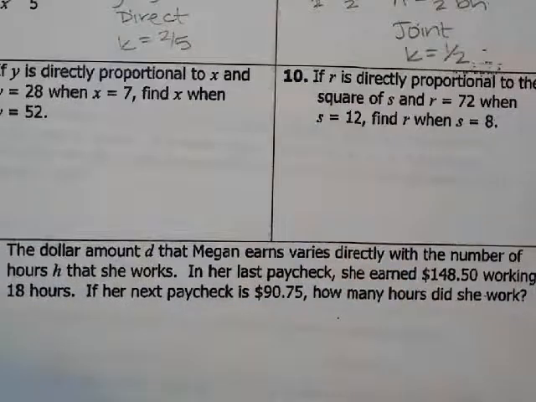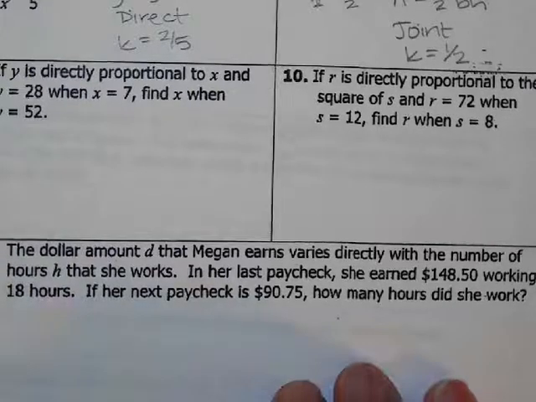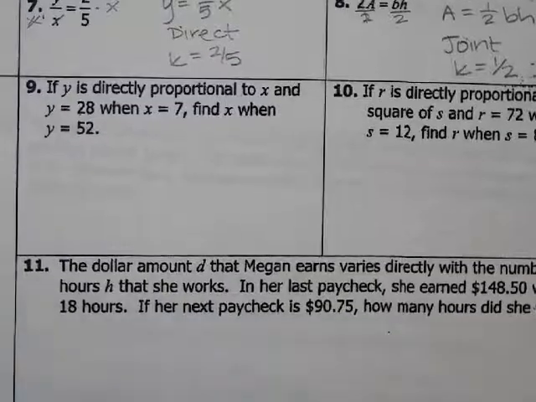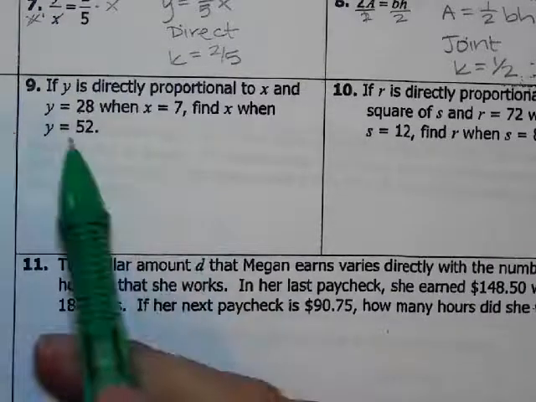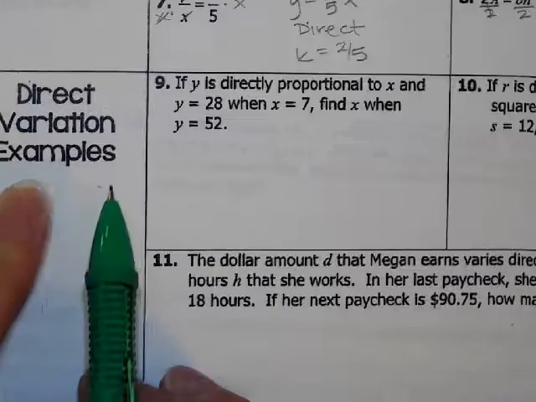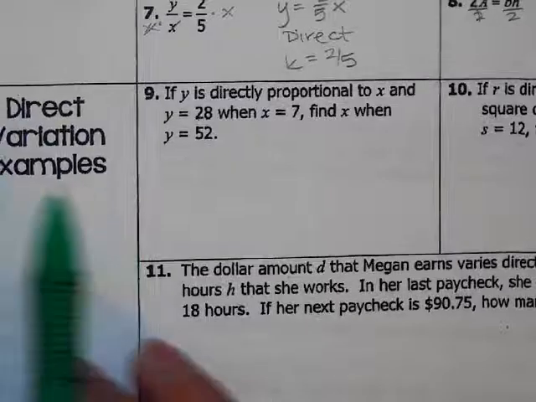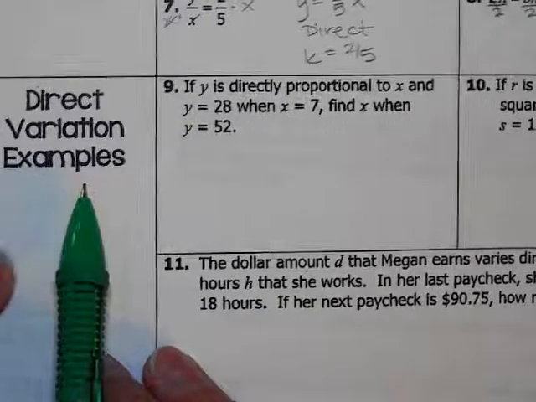So we're going to practice these, but not writing down all the problems. For these, you don't have to write down all the wordiness. You can just write direct variation examples for those of you who are doing these on notebook paper. So for this, you're just going to put direct variation examples.